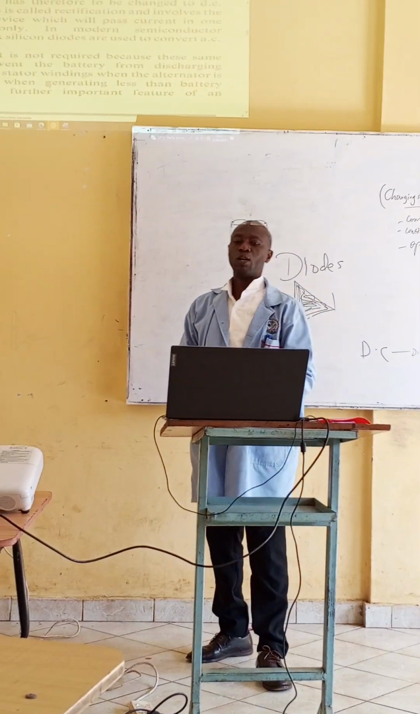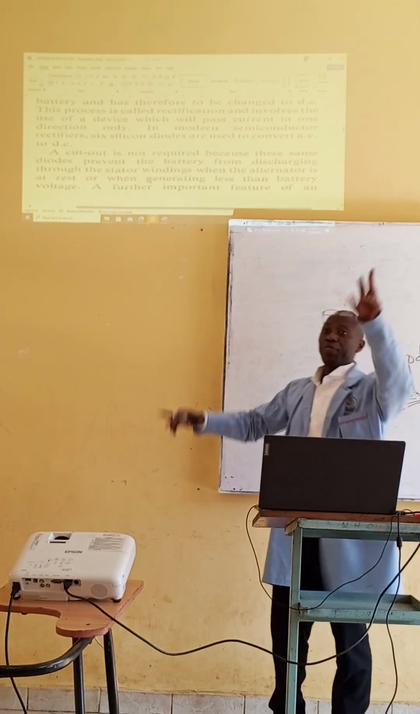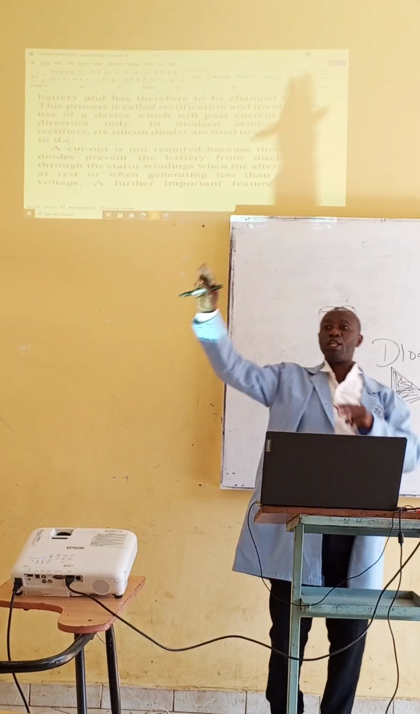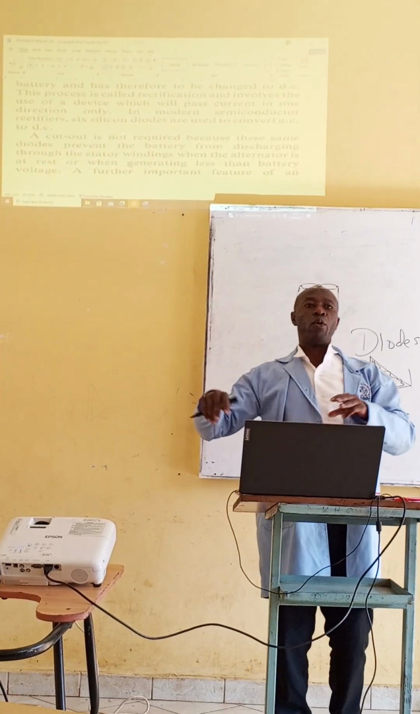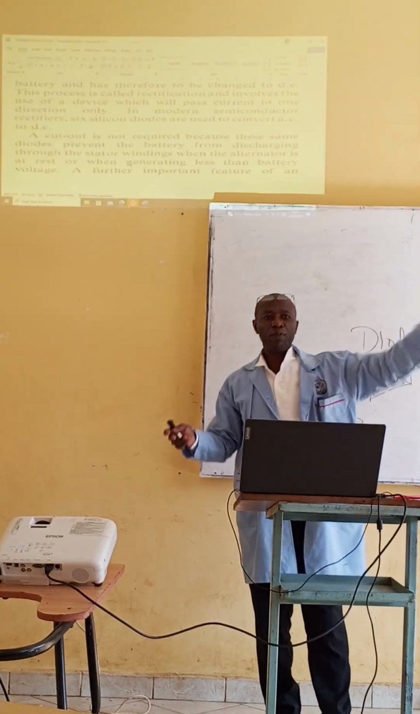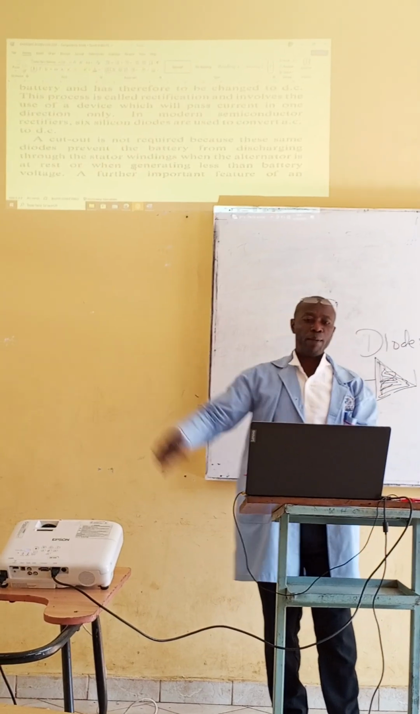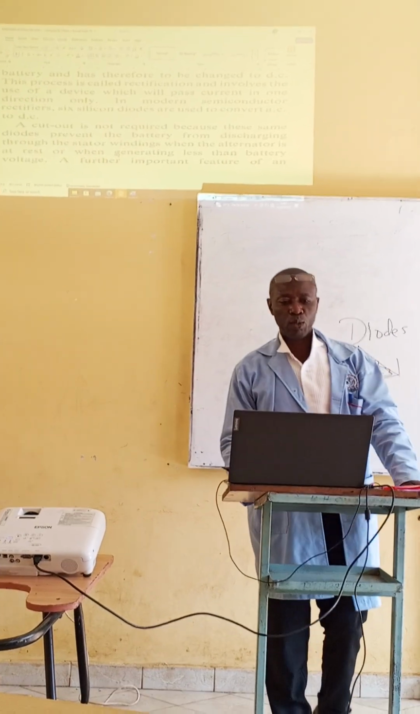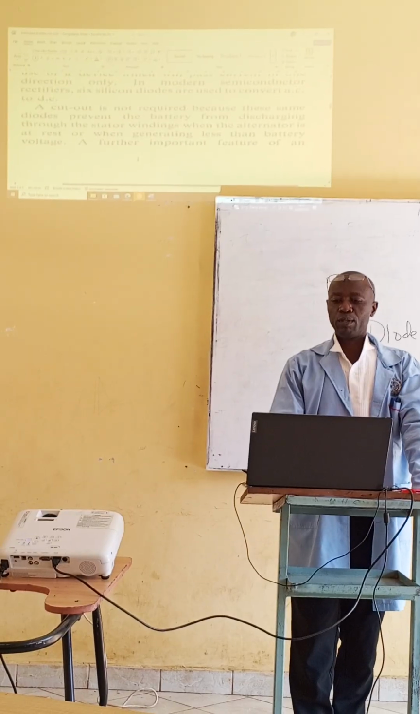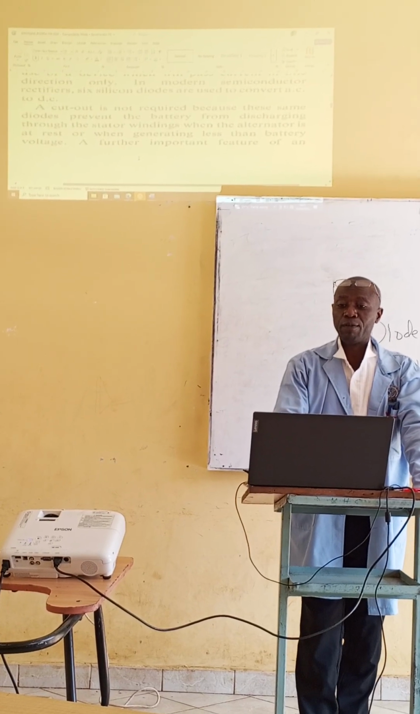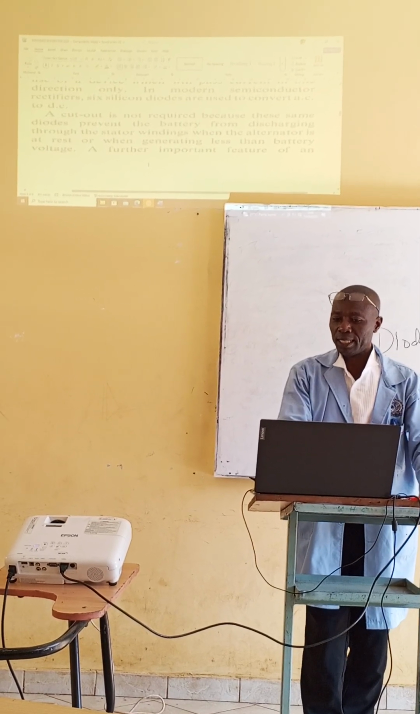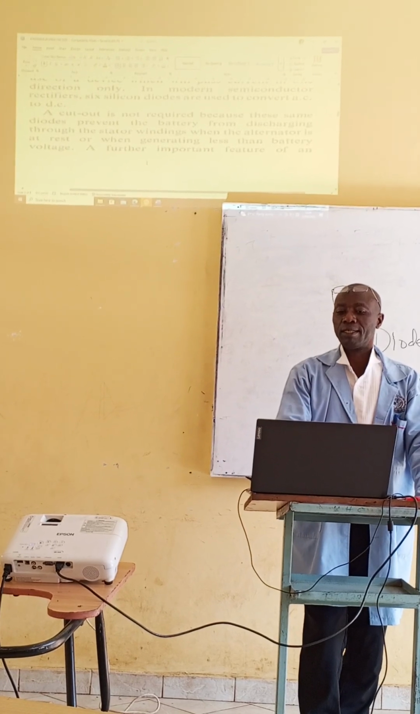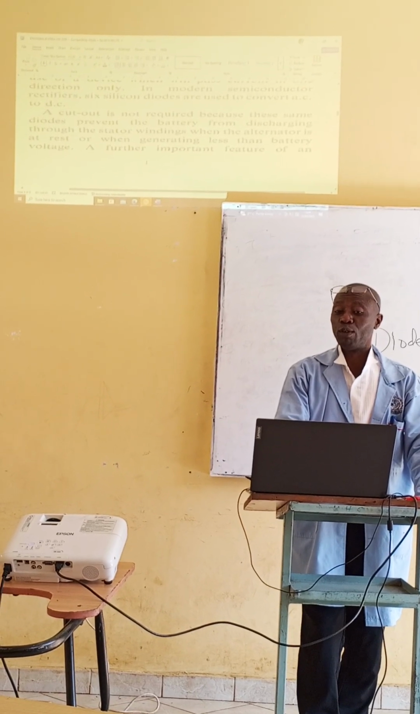six silicon diodes are used, whereby three of them are male and three of them are female. Or you can say three of them are positive and three of them are negative. The cutout is not required because these same diodes prevent the battery from discharging to the stator windings when the alternator is at rest or when it is generating less than the battery voltage.